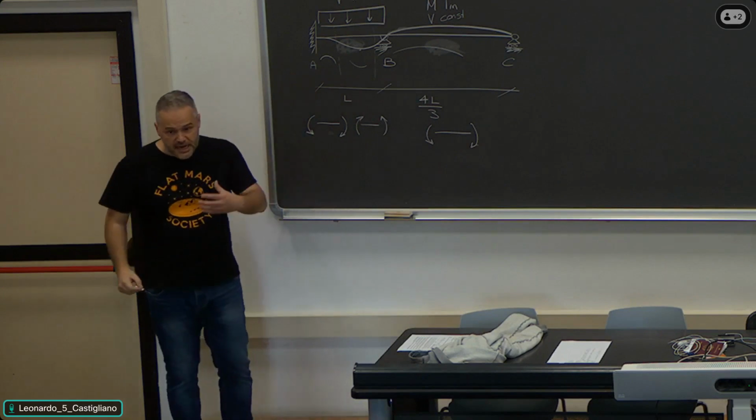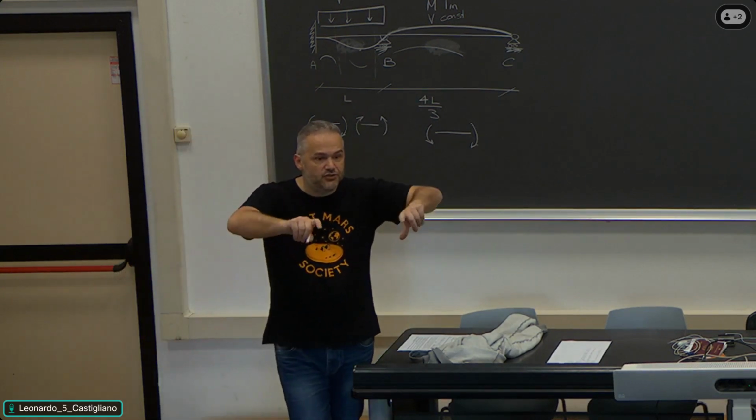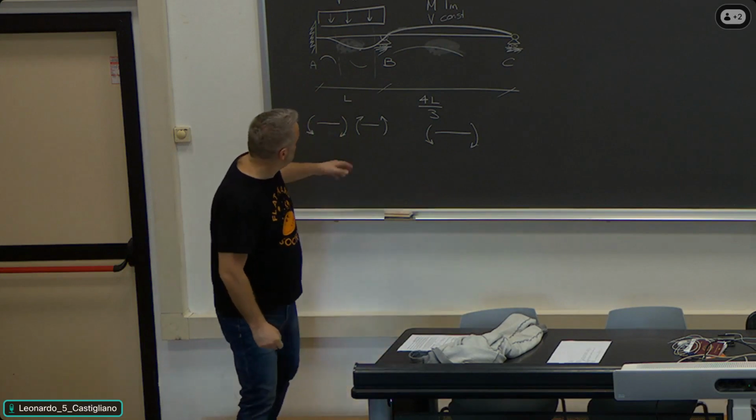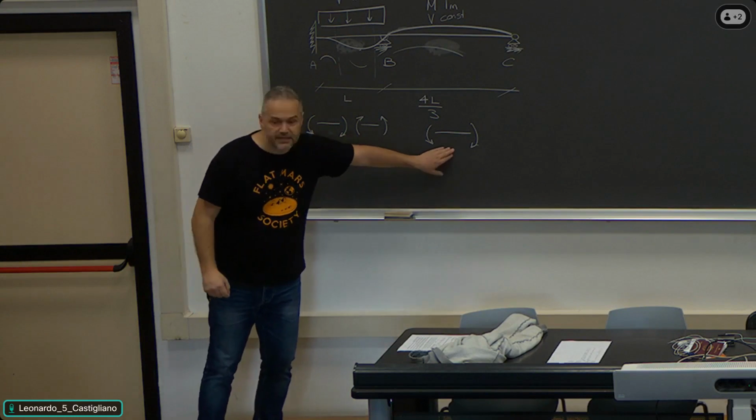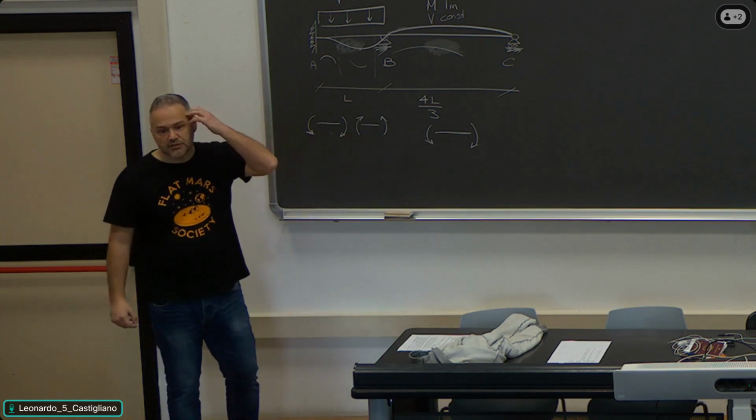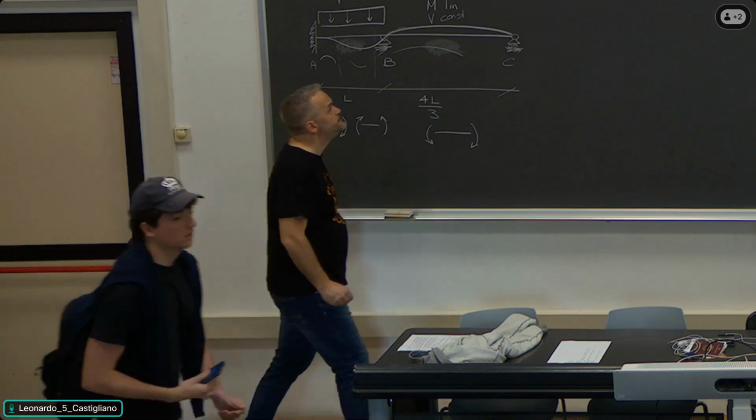So, in our sign convention, where positive means tension is at the bottom, we have negative bending moment, positive bending moment, negative bending moment. This is what I should obtain. And we'll see if we obtain it.